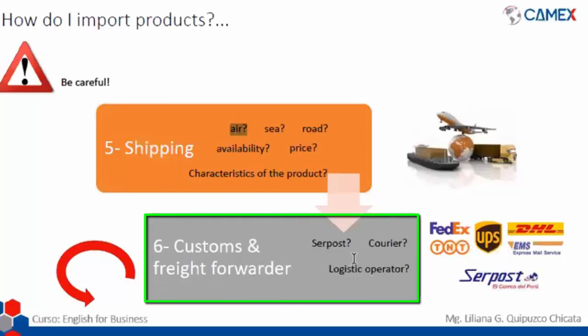In this case, am I going to use Surpost? Am I going to use a courier? Or am I going to make a regular import using a logistics operator? If we use a courier, it's going to be FedEx, UPS, DHL, EMS, or TNT. Remember that these couriers are a little more expensive. The cheapest way of bringing things by air is going to be Surpost. So we're going to see now how to use the option of Surpost. And finally, remember that logistic operators means that you will contact a customs agent and a freight forwarder.